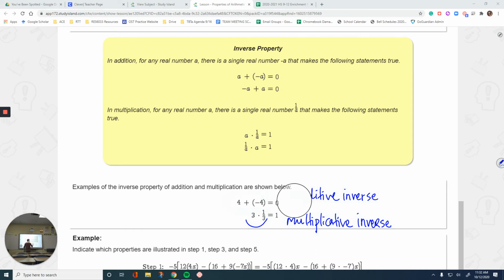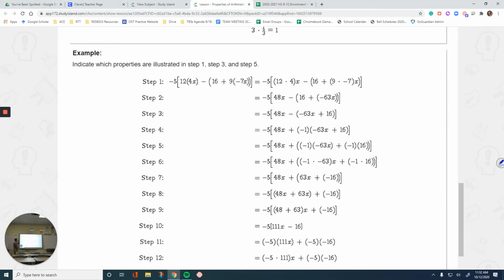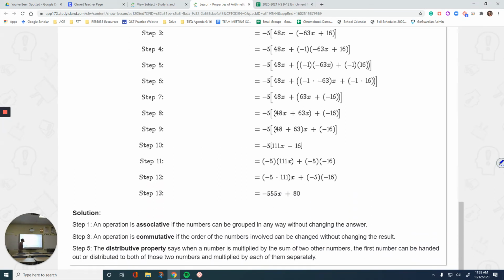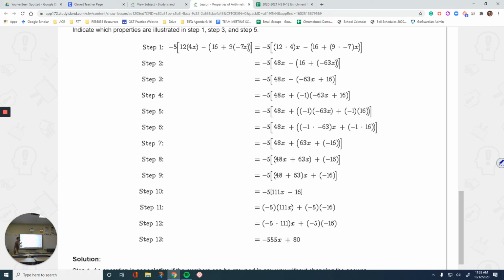Okay, now we have one example over here. That looks like it's going to take forever, but it won't because we haven't read the question yet. It says indicate which properties are illustrated in step 1, step 3, and 5.